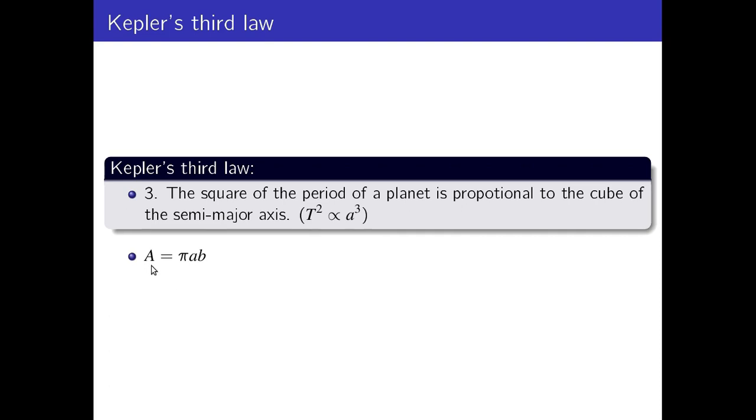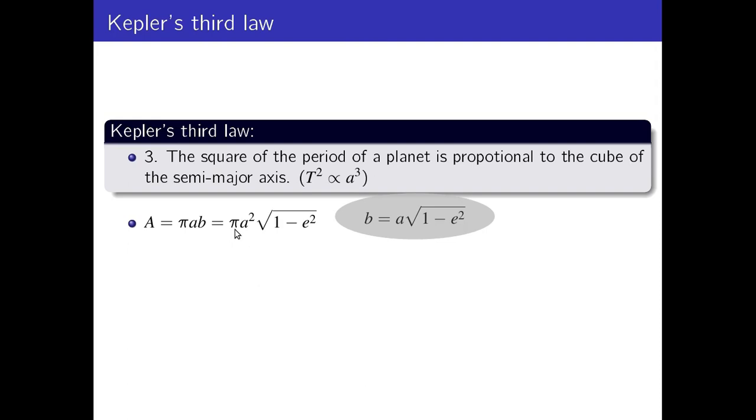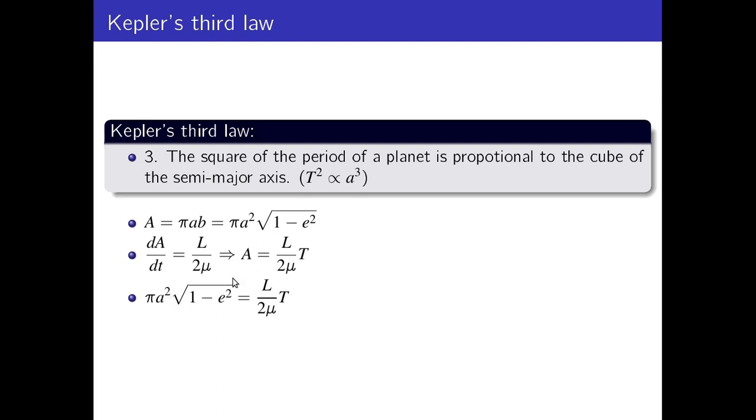The area of the ellipse can be written as pi times a times b, and we can write this as pi times a squared times the square root of 1 minus e squared. And we have already obtained that dA over dt is equal to L over 2 mu. We can integrate this over time for the whole period and obtain A is equal to L over 2 mu times T. This gives the necessary relation between the period T and the parameters of the ellipse, and we can write that relation in this form.